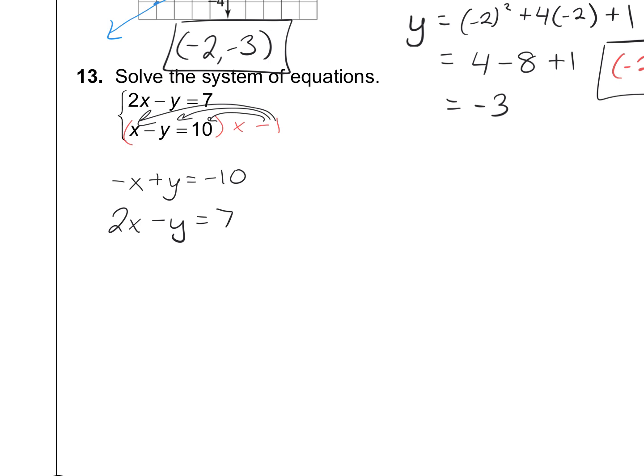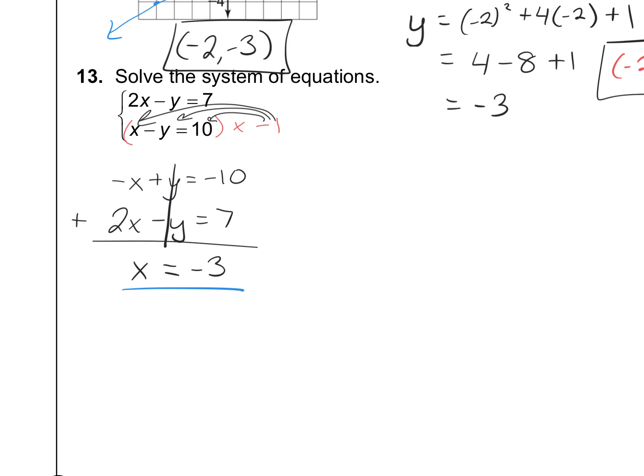What's next? Big addition problem. -x plus 2x. 1x. Yep. Be careful with those negatives here. What do I do with the y's? Cancel. Is that what we wanted? Yes. -10 plus 7. -3. Kind of nice on this one, x is already by itself. Yes, so underline it so you don't forget about it.